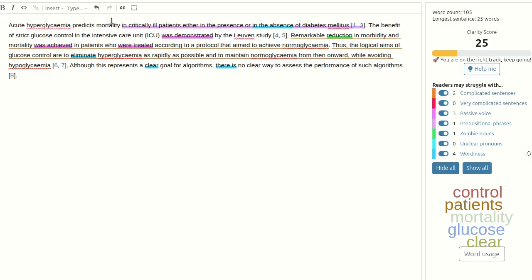And now we need: in which situation? Okay, in critically ill patients, clear. Acute hyperglycemia predicts mortality in critically ill patients. But then we have "either in the presence or in the absence of diabetes mellitus." Now you might look at that and you might think, oh, but there's nothing else I can do here. Well, actually there is. There's usually something else you can do. What usually prevents us from changing things is that we don't know what else we can do. There are some patterns, though, that you can follow when you're revising in this way.